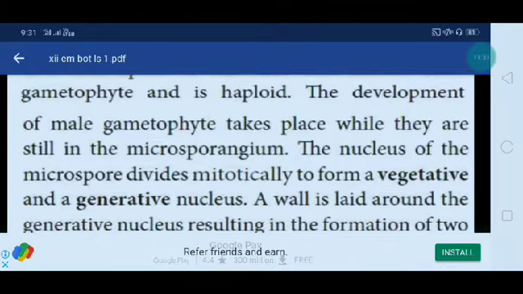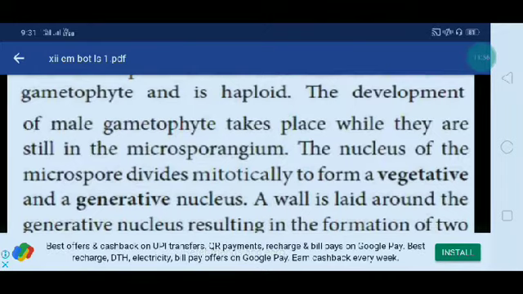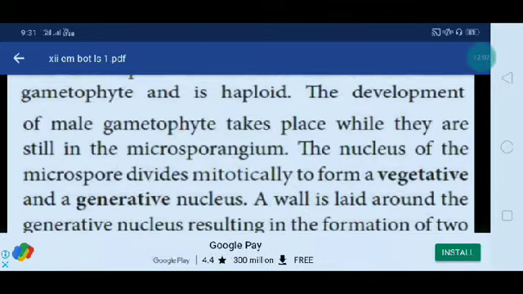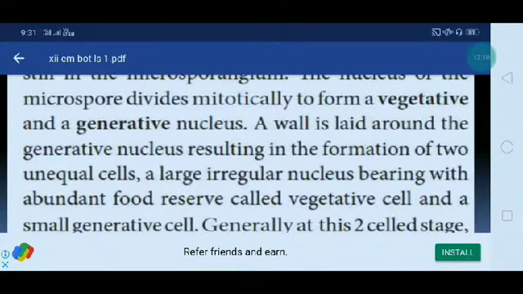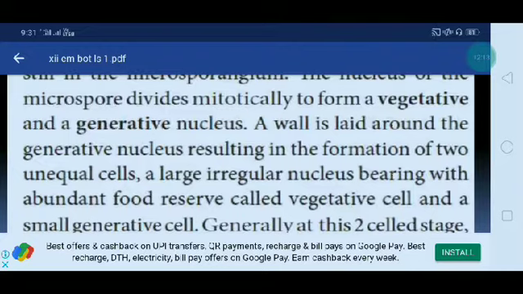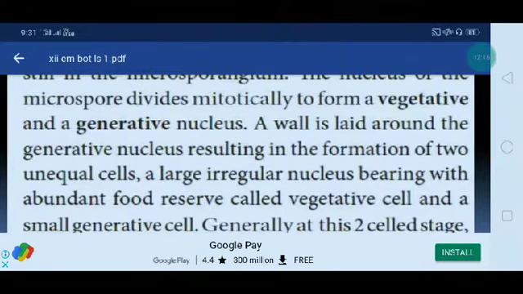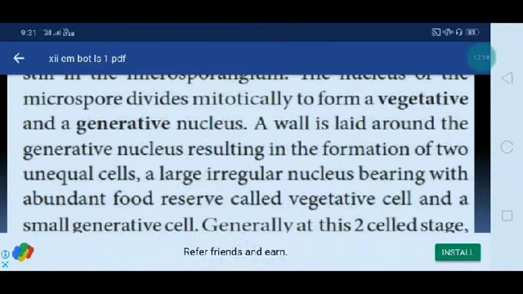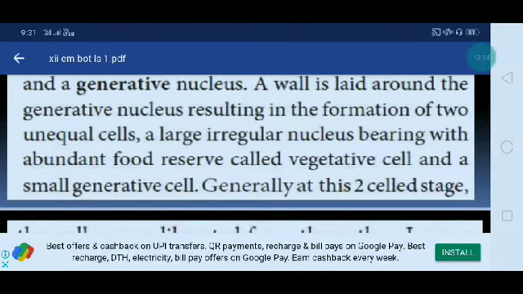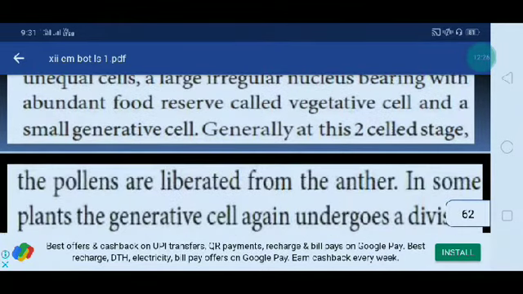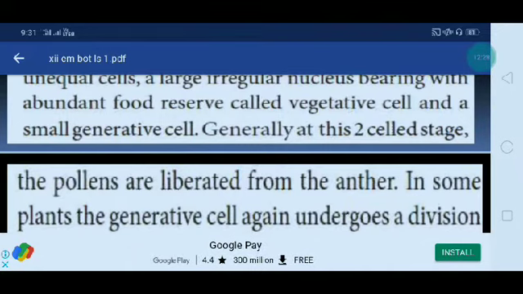The nucleus of the microspore divides mitotically to form a vegetative and generative nucleus. A wall is laid around the generative nucleus, resulting in the formation of two unequal cells. A large cell with an irregular nucleus bearing abundant food reserve is called the vegetative cell, and a small generative cell is there. Generally at this two-celled stage, the pollens are liberated from the anther.